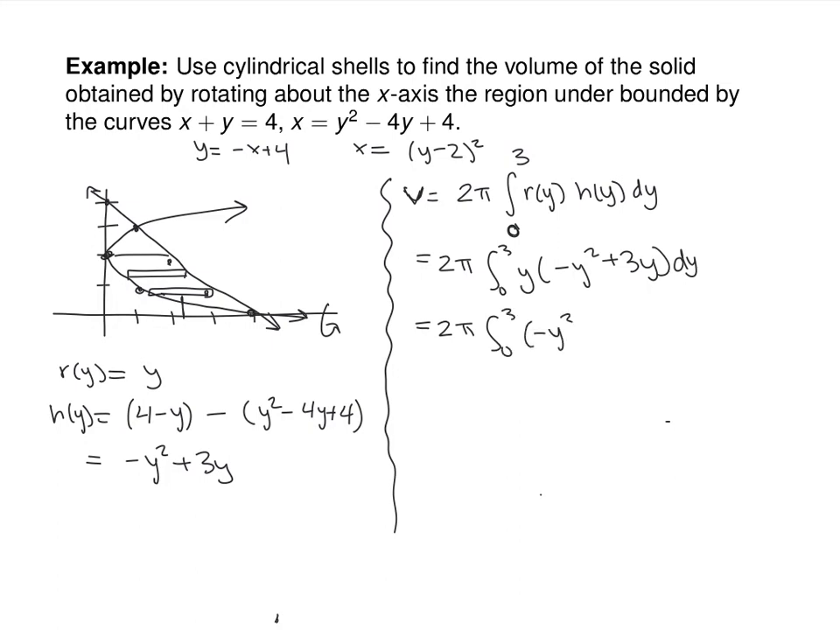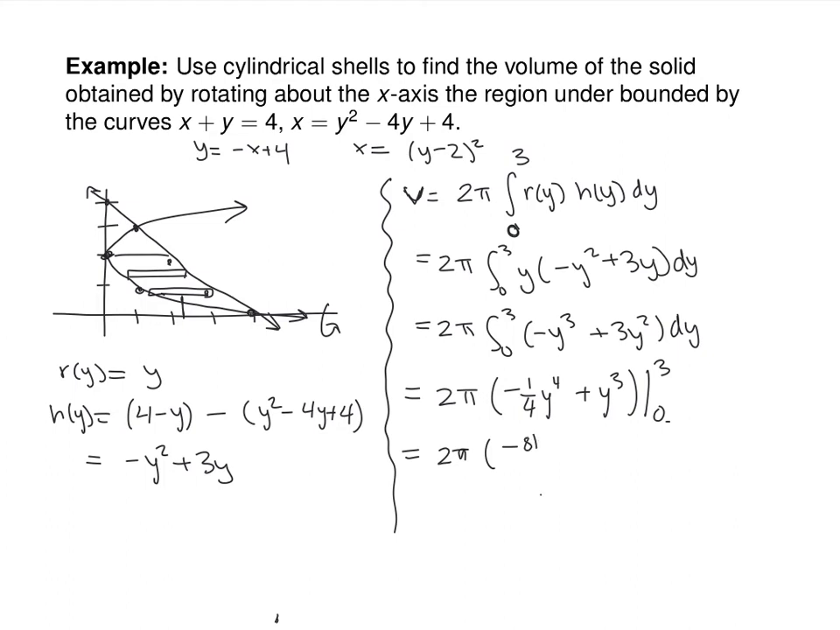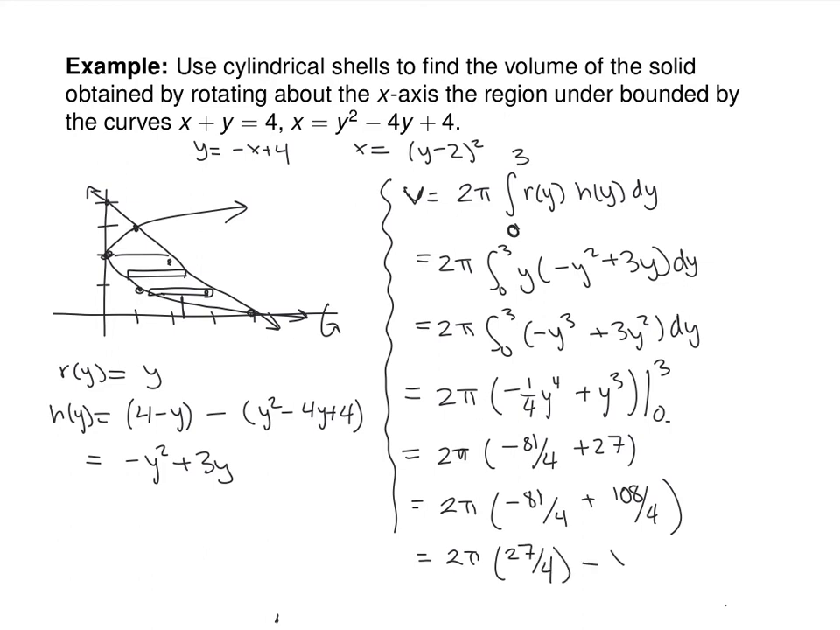So that's negative y cubed plus 3y squared dy. So 2 pi, negative 1/4 y to the 4th plus y cubed, evaluated from 0 to 3. So that's negative 81/4 plus 27. And getting a common denominator, that's 108/4. So that's 2 pi times 27/4, which is 27 pi over 2.